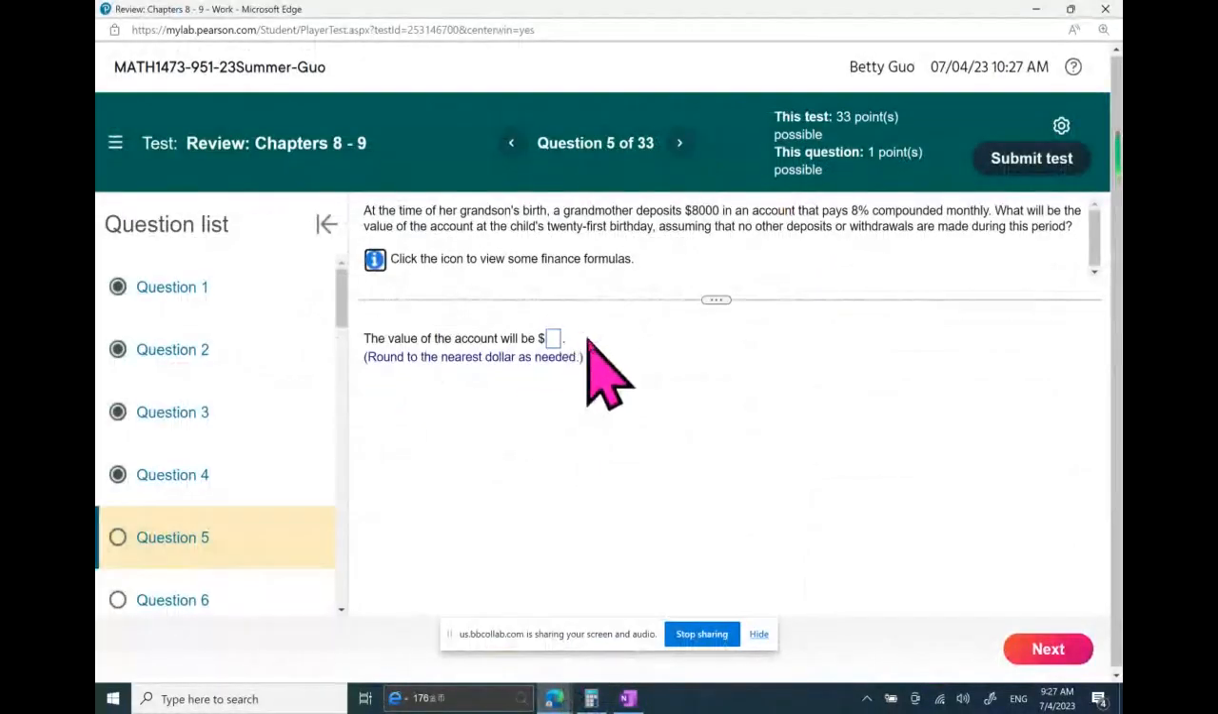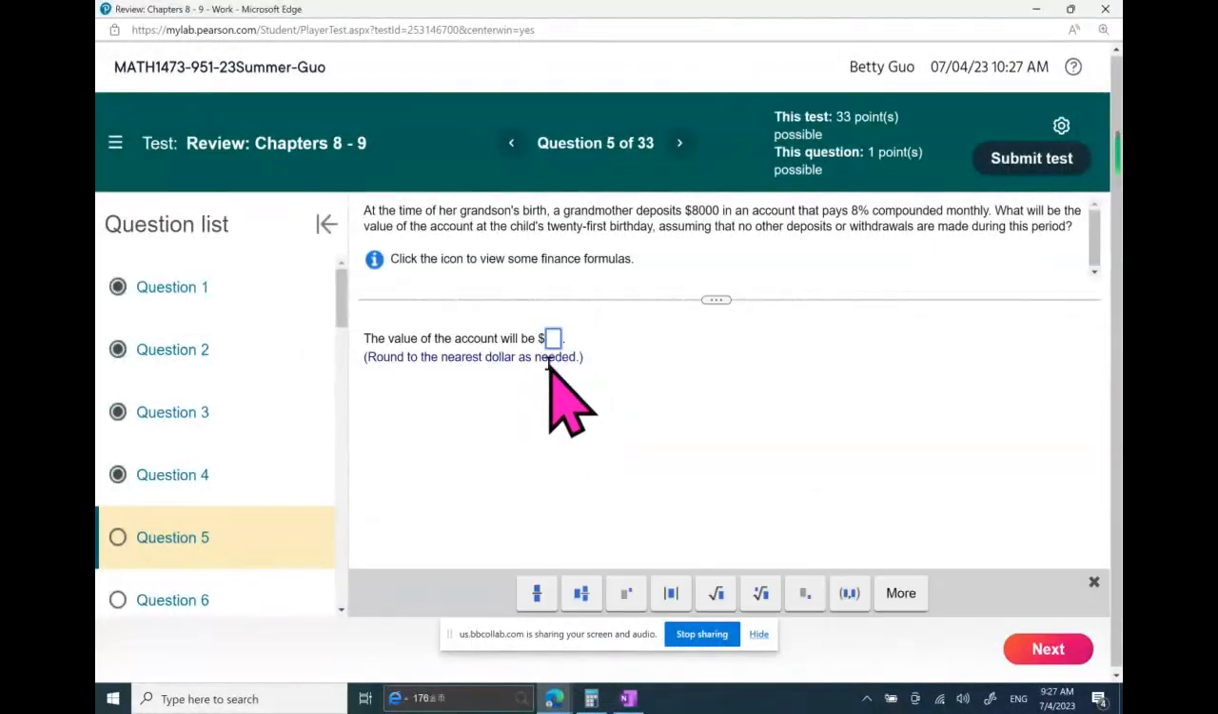Right here, okay. So the value of the account will be, reading information, please. Round to the nearest dollar as needed. So we are going to round it to the nearest dollar, round it up. We're going to have 42,686, right? Because the tenth place, we have 7, so round it up. 42,686.